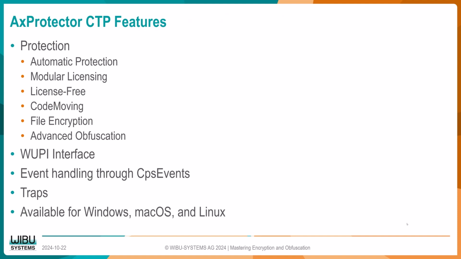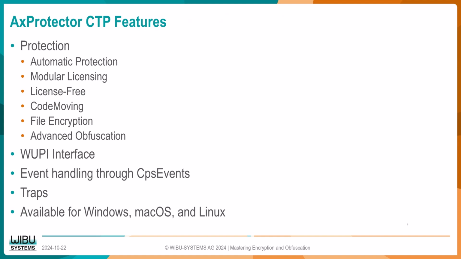File encryption is also available for both AxProtector Classic and CTP. And file encryption means automatic encryption of configuration files like XML files, data that you want to read. Of course, file encryption can also be implemented manually with the CodeMeter core API, but this is definitely a topic of an additional webinar. And last but not least, advanced obfuscation.